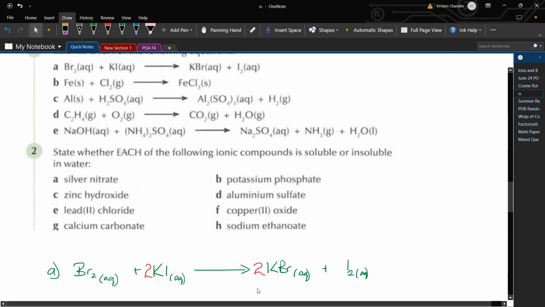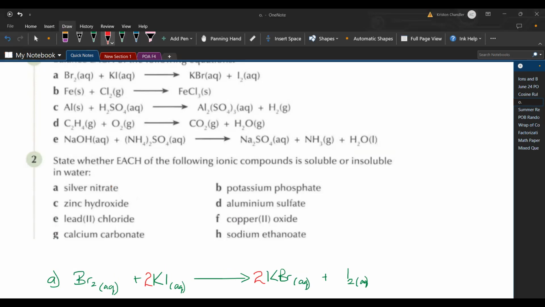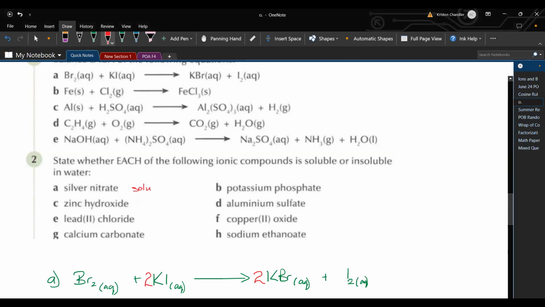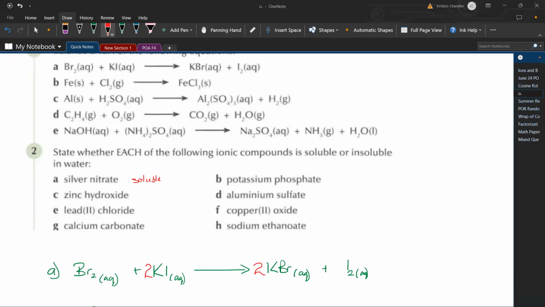Let's just do the other one. So silver nitrate, you're going to tell me: is silver nitrate soluble or insoluble? Soluble. Very good. Zinc hydroxide? Soluble. That was one of the exceptions. Let's double check.